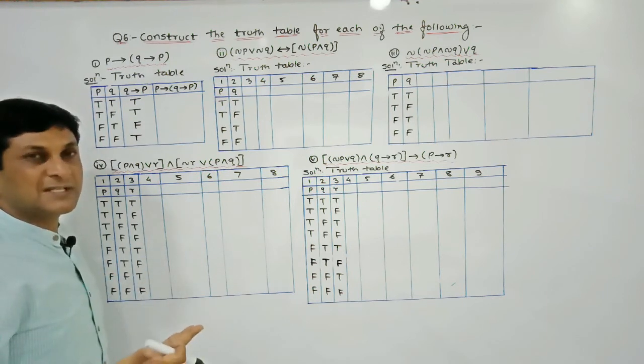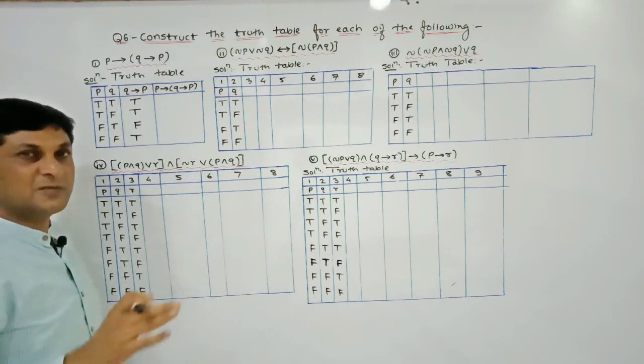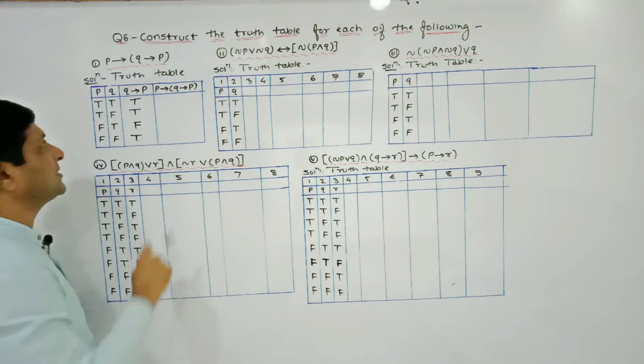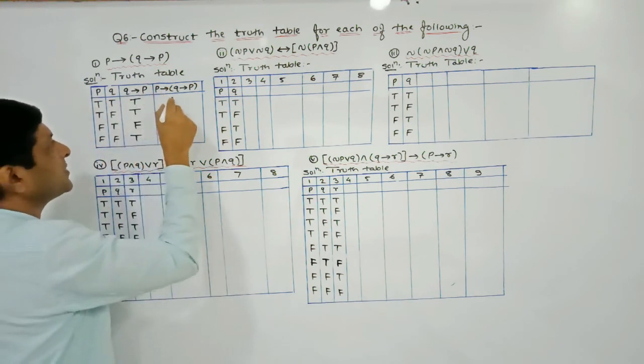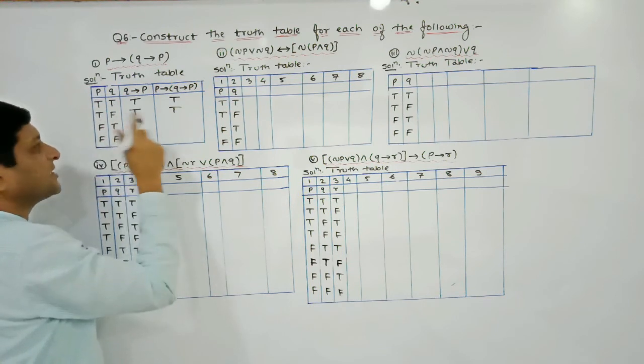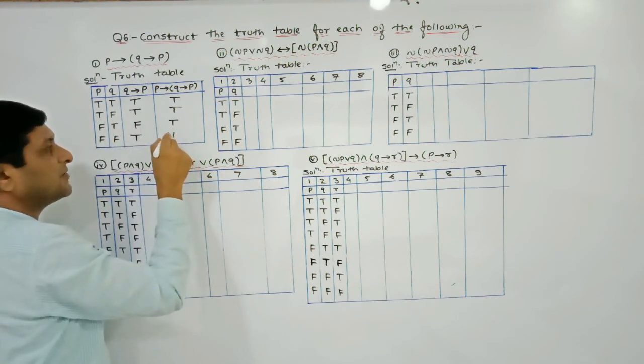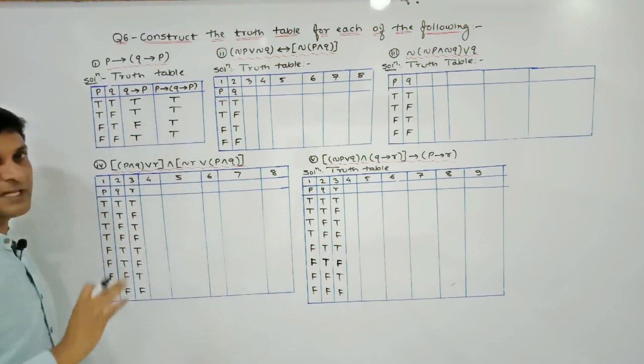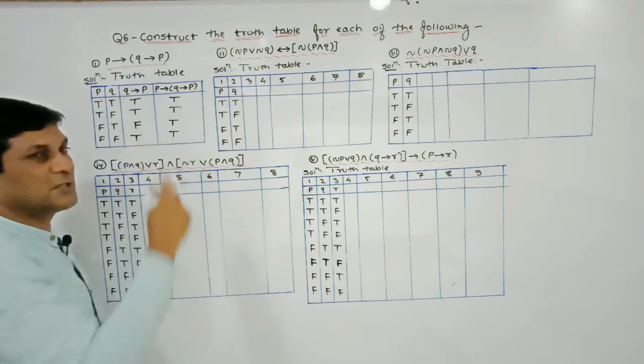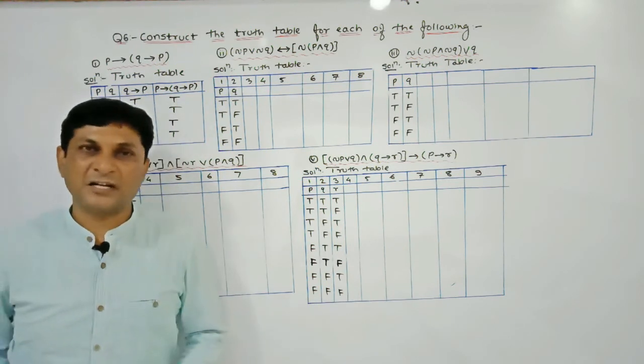Again we have to use the same condition: the implication is false if the first statement is true and the second statement is false. So here TF does not appear, so true. TF does not appear, so true. And if the first statement is false, then the implication is always true, whatever the truth value of the second statement may be. In this way we have got the truth values of this statement pattern.